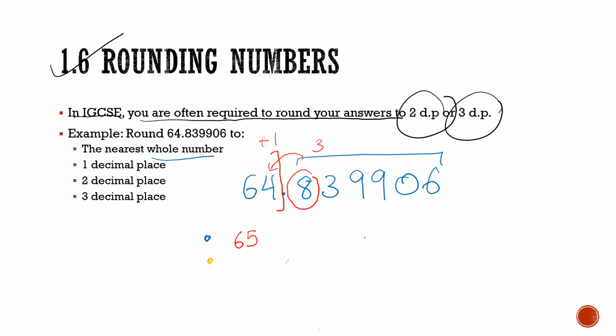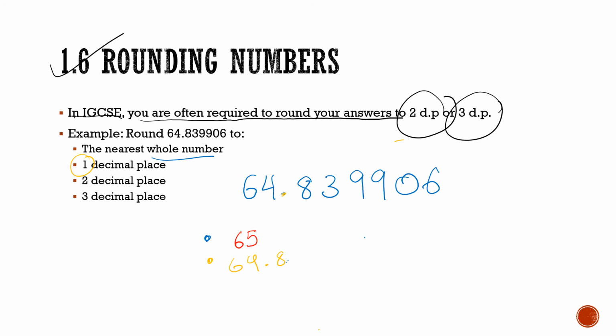Alright, and let's look at one decimal place. After a whole number and a decimal point, only one number should be there. Now, how do I round this? We look at the number next. 3 is below 5, so nothing changes. This remains our answer, which becomes 64.8.